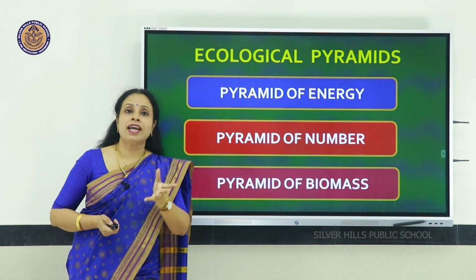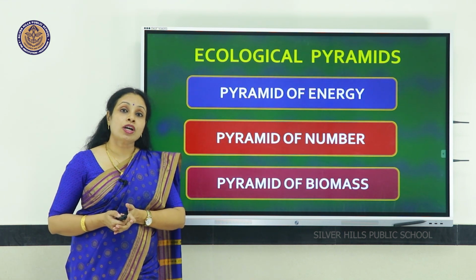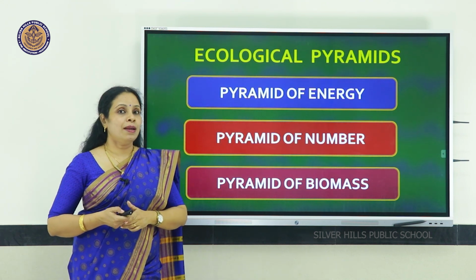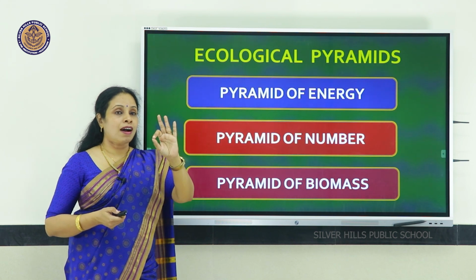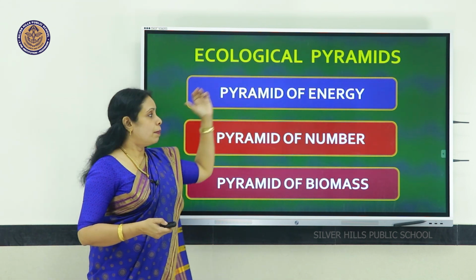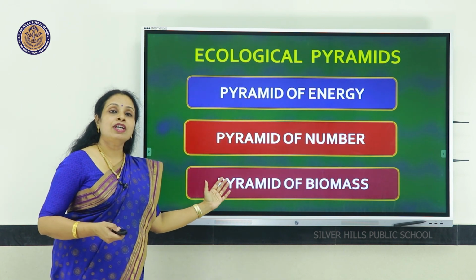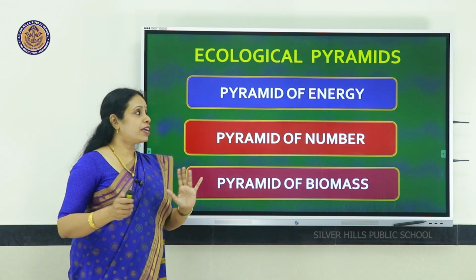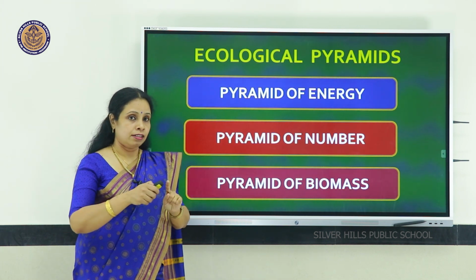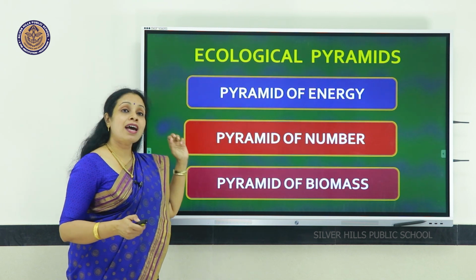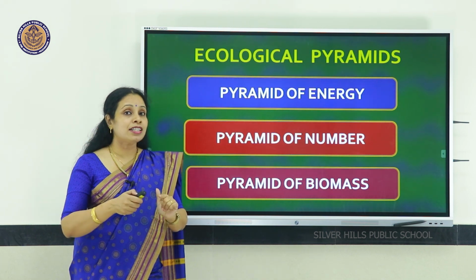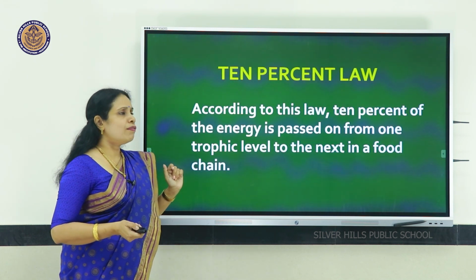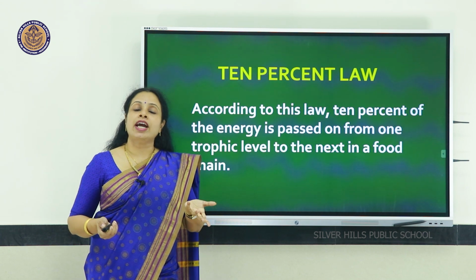So whether it's a food chain or a food web, we can talk about 3 different ecological pyramids. Which are they? The 3 ecological pyramids are pyramid of energy, pyramid of number and pyramid of biomass. Please understand that only pyramid of energy is always upright, whereas the pyramid of number and biomass could be either upright or inverted.